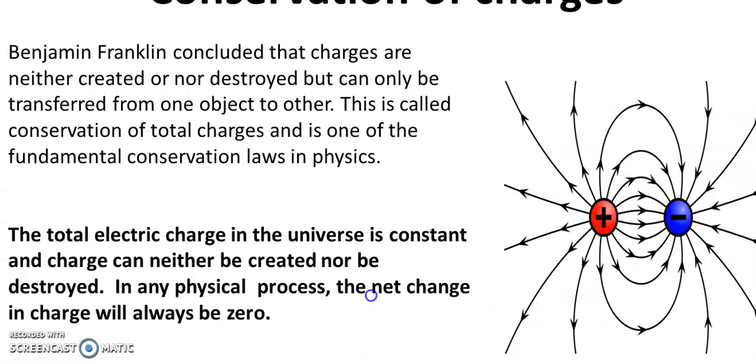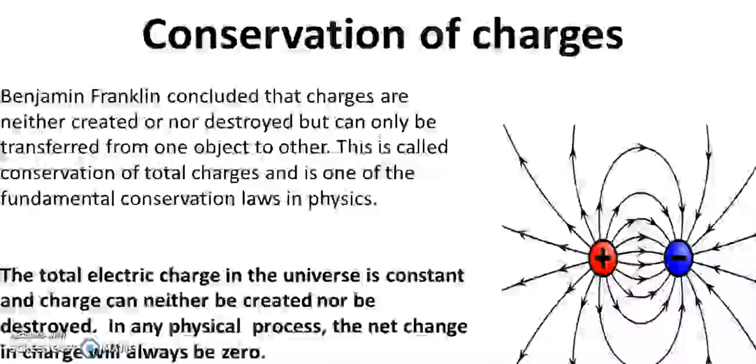Now let us see the second property of charge, which is conservation of charges. Benjamin Franklin concluded that charges can neither be created nor be destroyed, but can be transferred from one object to the other object. This is called conservation of total charges, and this is one of the fundamental conservation laws in physics.